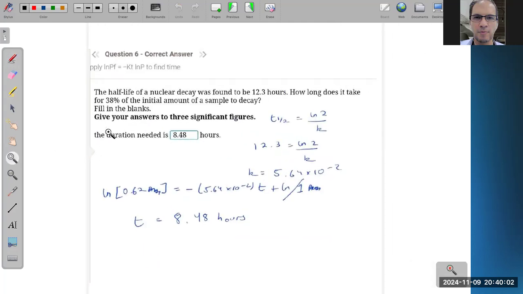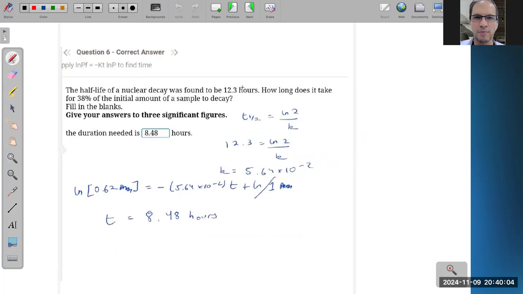The half-life of a nuclear decay was found to be 12.3 hours. How long does it take for 38% of the initial amount to decay? I started with 100%. How much do I have at the end? 62. Excellent, because he told me 38% has decayed, so it decreased by 38%. How much do I remain? 100 minus 38, so I have 62 at the end.